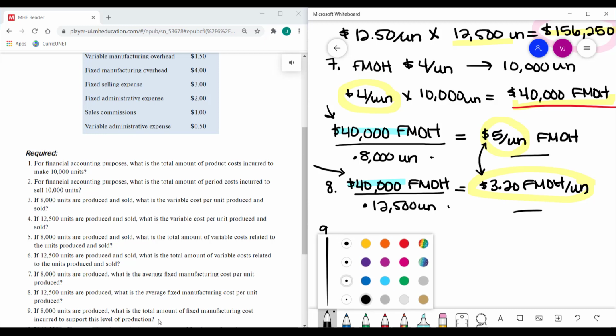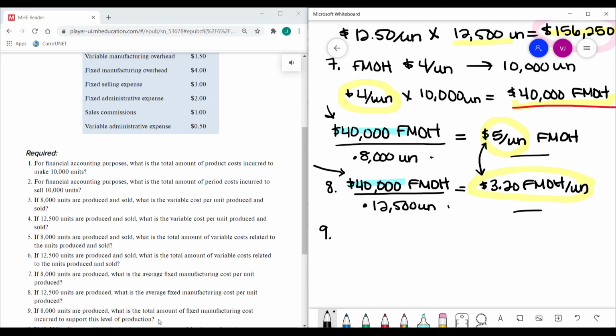And I can tell you right now, we've already done any math necessary to answer this question. We don't have to do any more math. What's the total fixed manufacturing cost incurred to support 8,000 units of production? Guess what the answer is?